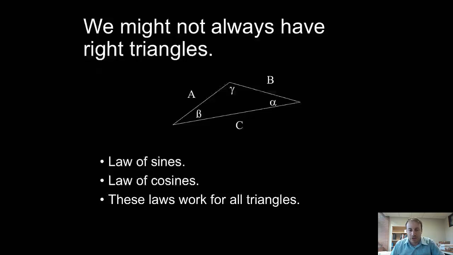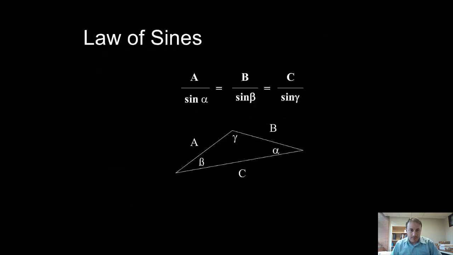But sometimes you don't have right triangles, and for those cases you have two options. You have the law of sines, or you have the law of cosines. It is important to note that while these are the only options you have for non-right triangles, these two laws apply to a right triangle as well. So the law of sines shows that the ratio of A to sine alpha is equal to the ratio of B to sine beta, which is equal to the ratio of C divided by sine gamma.